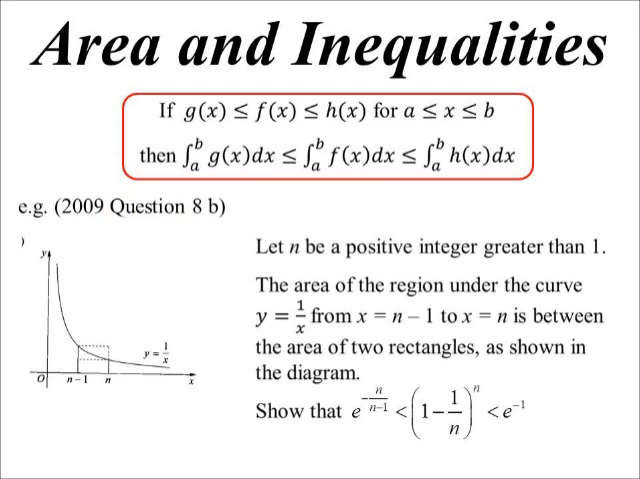2009 paper, 8b, which of course back in 2009 that was the last question on the paper. So there's our graph, y equals 1 on x, and they've taken one particular rectangle there, going from n minus 1 to n, and they've dotted in the outer rectangle and the inner rectangle as well. We want to show this wonderful inequality here, that e to the minus n on n minus 1 is less than 1 minus 1 on n to the power of n, which is less than e to the minus 1 itself.